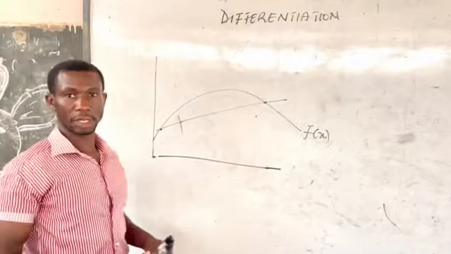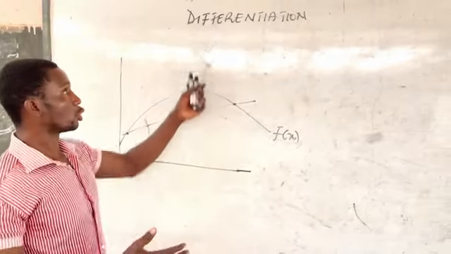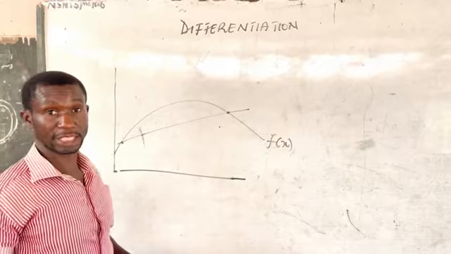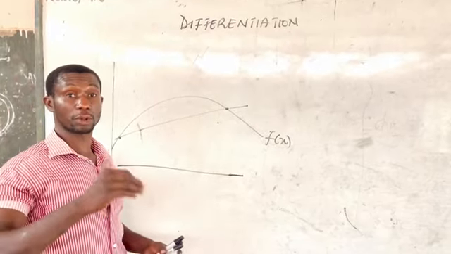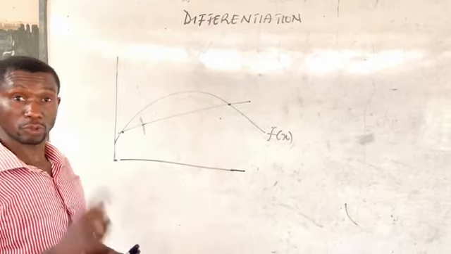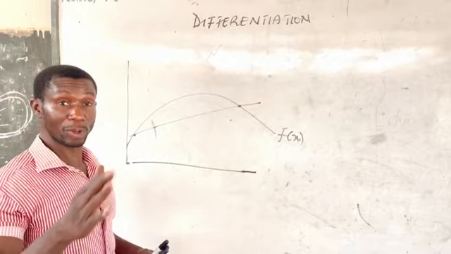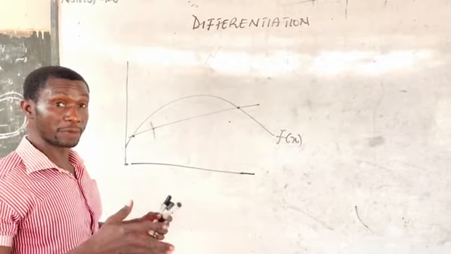Okay, now let's have a look at differentiation. When you say differentiation, what does that mean? Differentiation is a method of calculating the gradient of a curve, not a straight line. It's easy when it is a straight line. But what about if it is a curve?